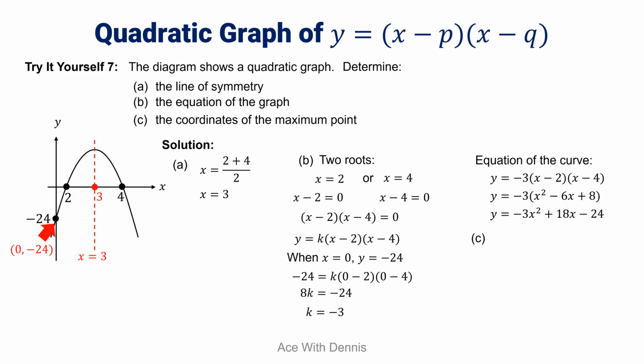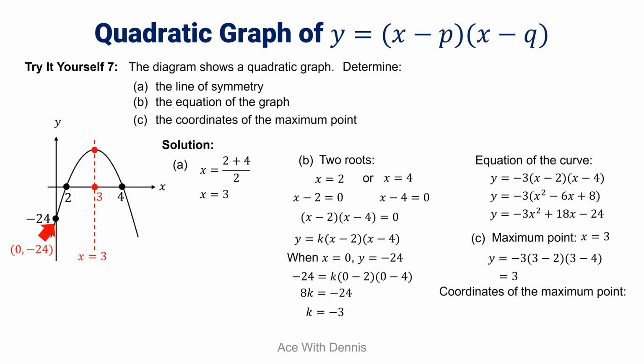And lastly, find the coordinates of the maximum point. So this is the maximum point. We know that the x coordinate of the maximum point is 3, so x equals 3. Substitute into the equation. We'll have y equals -3 bracket 3 minus 2 times bracket 3 minus 4. Calculate everything, we have 3. Hence, the coordinates of the maximum point will be (3, 3).